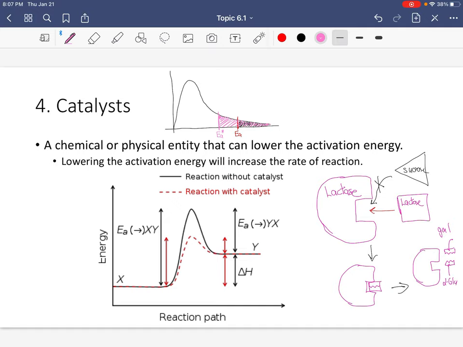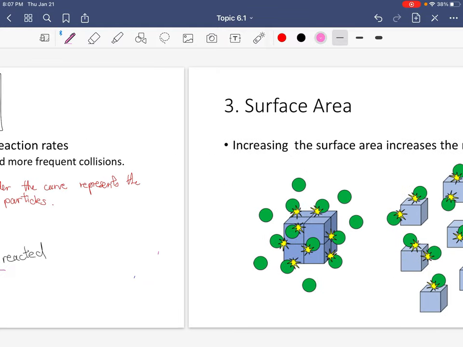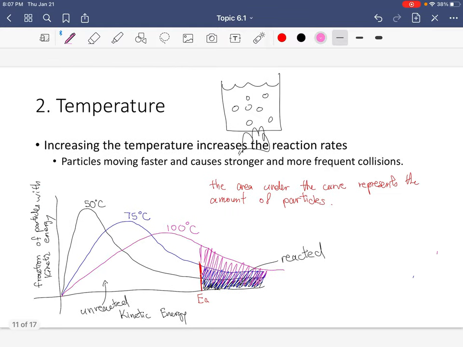All right, so that's pretty much it in terms of factors that affect rates. I also gave you a little bit of a biological enzyme type of analogy. If there are any questions, don't be afraid to ask. Hopefully all of these things make sense to you. Surface area is pretty easy to understand. Temperature should be easy to understand too. You heat things up, these particles move faster, and they will collide with each other with more energy.